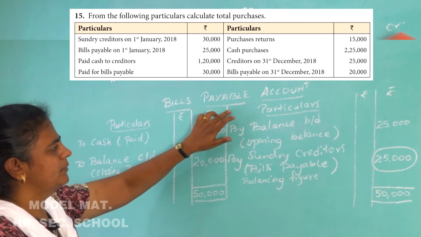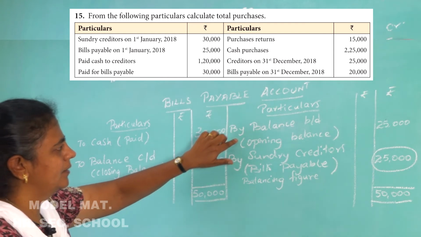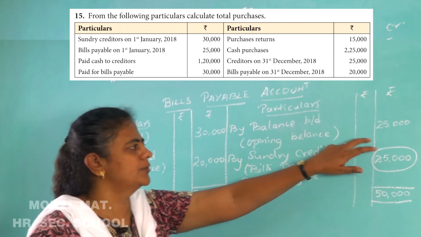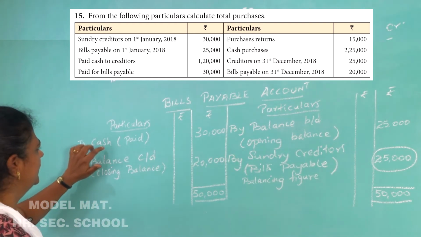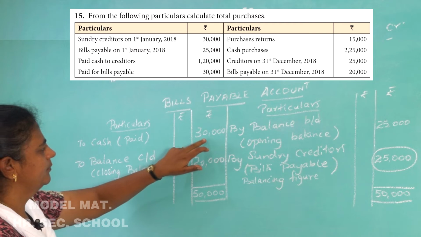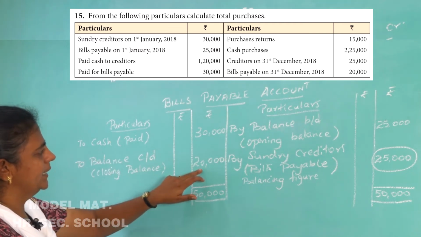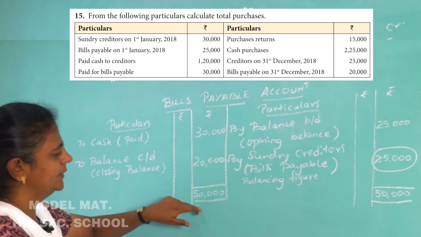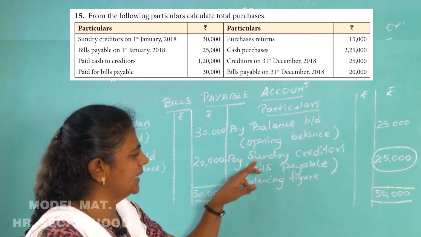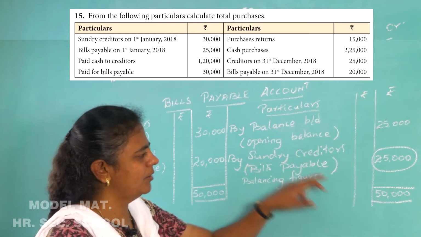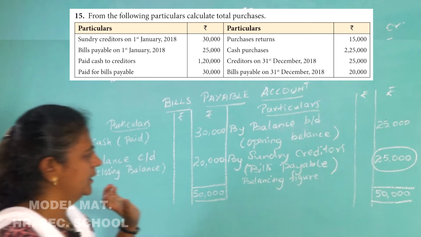Okay children, now see the bills payable account. Bills payable is a liability. So bring down the opening balance on the credit side. By balance brought down 25,000. Then what else is given there? Cash paid for bills payable 30,000 is given there. Closing balance is given 20,000. So put the total. The difference between these two gives you your sundry creditors, that is the bills payable amount as 25,000. Then put the total.